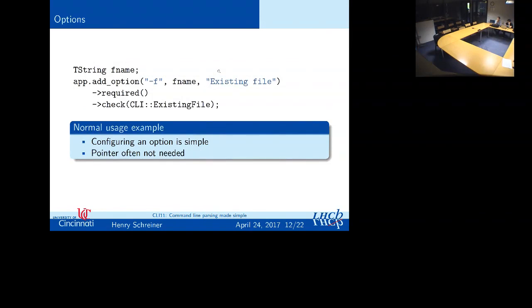So here's a slightly more advanced example. This is adding a string for file name, and this one is making it a required option, and it's checking to see if it's an existing file through a validator, which I'll mention in just a second. So this is how you configure it. You often do not need to store a pointer to an option or even know that it exists. You can often just chain the configuration like this.